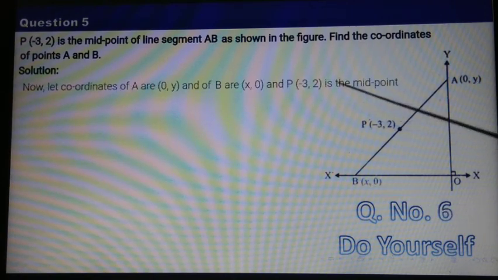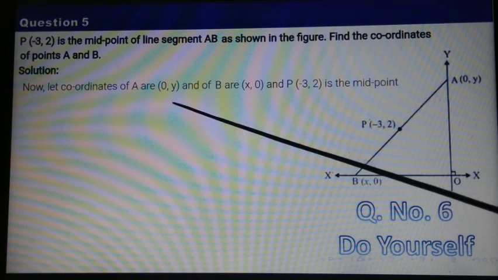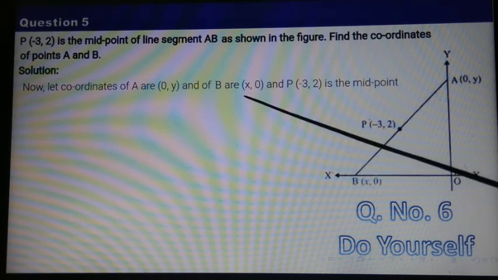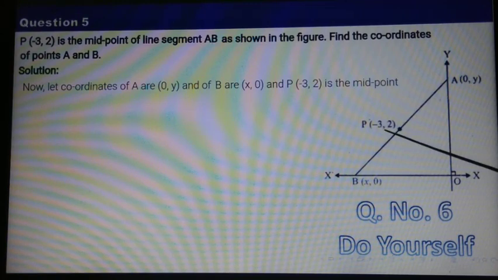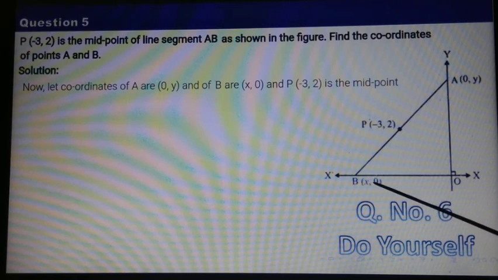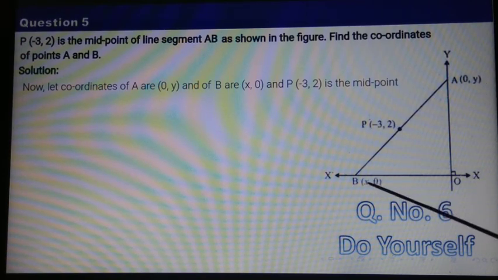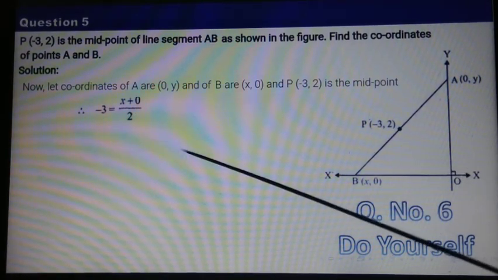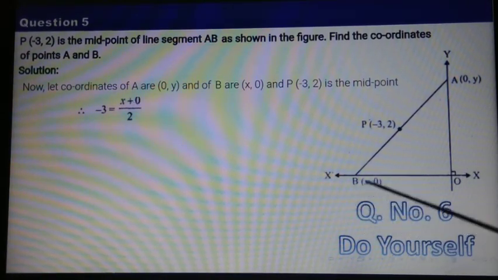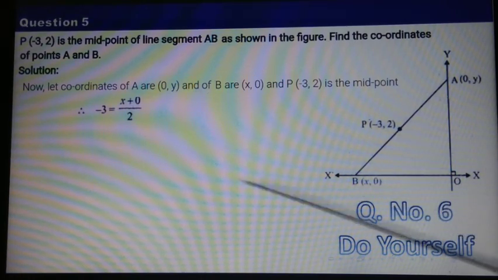Is that clear? Okay, so let the coordinates of A and B be 0, y and x, 0, and P, that is minus 3, 2, is the midpoint. Fine. So that's what is given to us. Now, if I compare here with the midpoint formula, this is my x1, y1, this is my x2, y2, and this is my x, y. Okay, so similarly, this x will be equals to x1 plus x2 whole divided by 2. Okay, so let's find. So x is here minus 3, right? So minus 3 is equals to x plus 0 whole divided by 2.